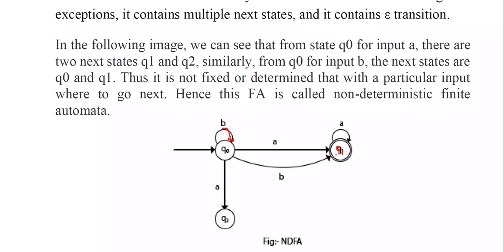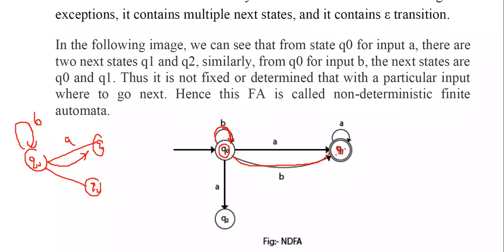That means on current state Q0 with B as input, you are going to Q0. At the same time, you are going to Q1. Similarly, on current state Q0 with the input symbol A, you are going to Q1 and also to Q2. That means you have two states. Similarly, on input symbol B, you are going to Q0, and at the same time, you are going to Q1 also. This is what is called non-determinism.